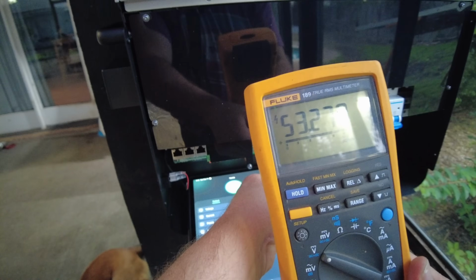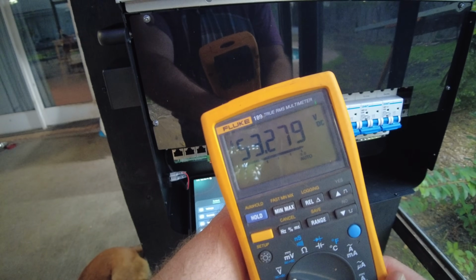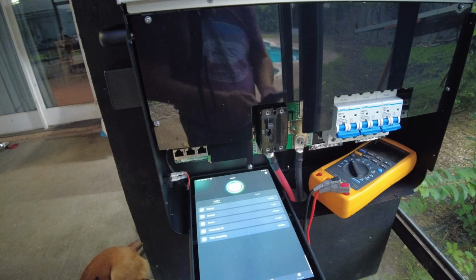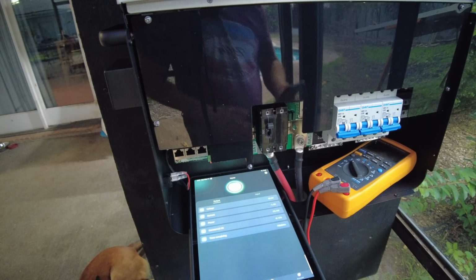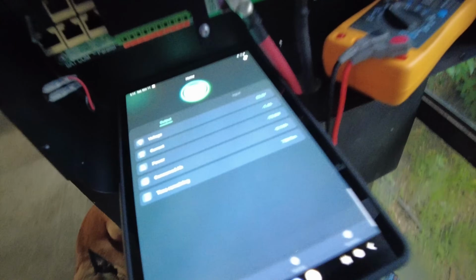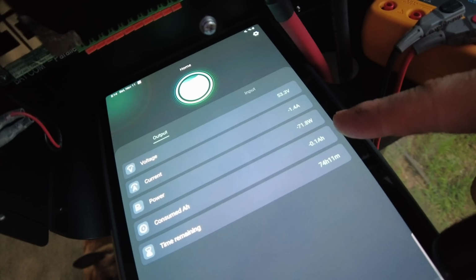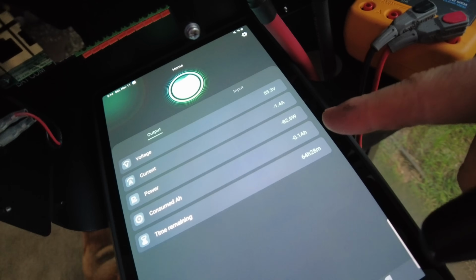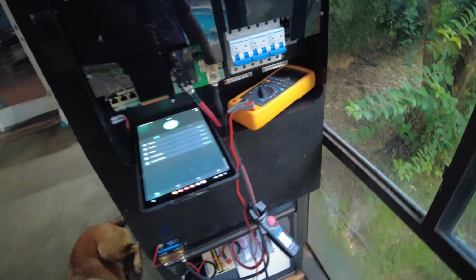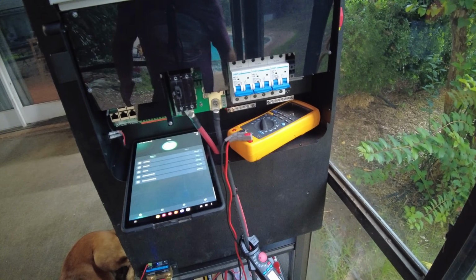All right, so we're showing 53.279 volts times 1.328. I calculated 70 watts using my clamp meter here multiplied by the voltage. So we're showing 75, 71, 77. Yeah, so it seems like the shunt and this thing is not far off. So we're still definitely well over 50 watts.